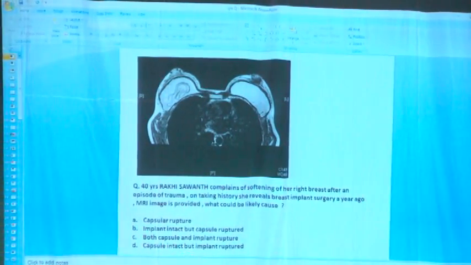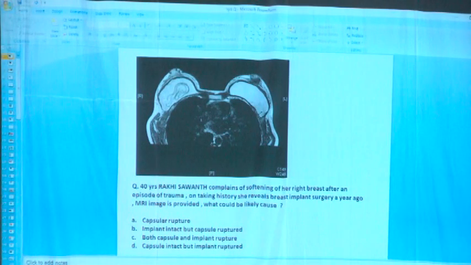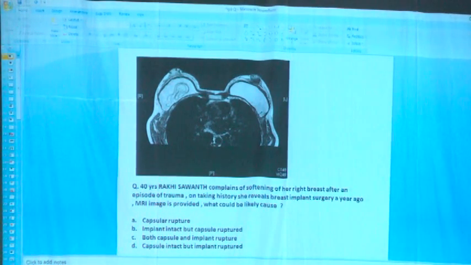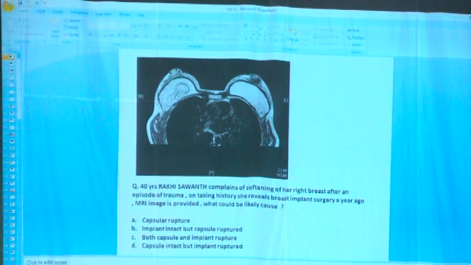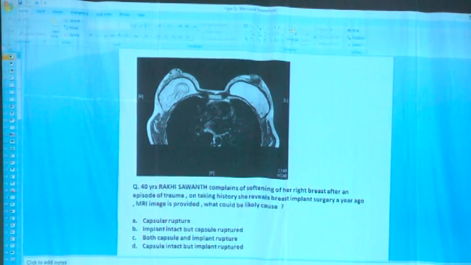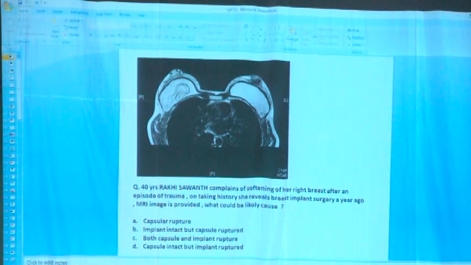Capsule remains intact, but the implant is ruptured. So the question number 1 you need to remember, it's a demonstration of the linguine sign. Linguine sign is a representation of ruptured implant, capsule intact. Ruptured implant, but capsule intact.